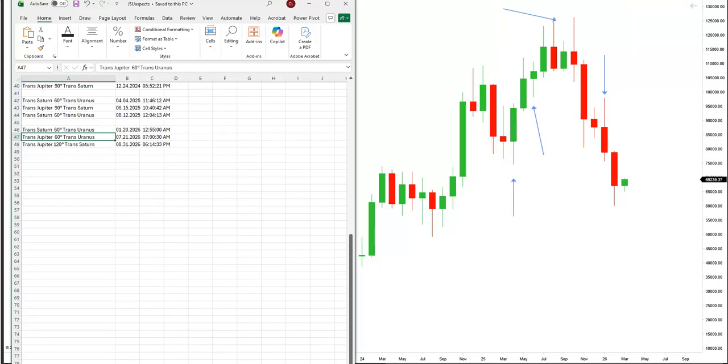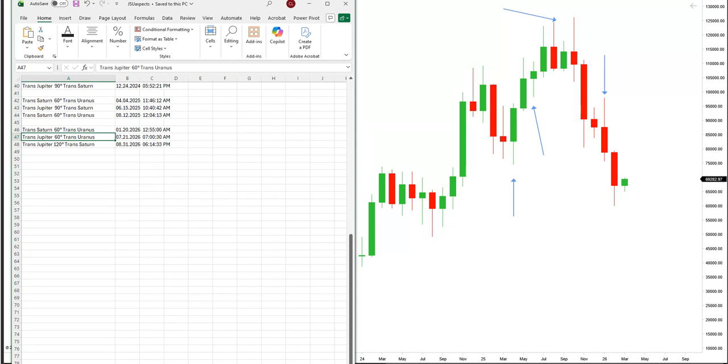So I'm going to close it out there. We took a look at the geocentric Jupiter, Saturn, Uranus major aspects. I recommend you can also do this with heliocentric, and you can also incorporate transit to natal or progressions. Maybe at some point in the future I'll look at some of that.